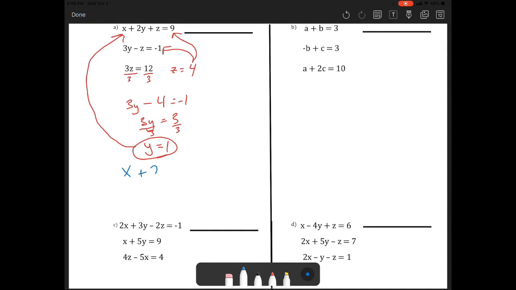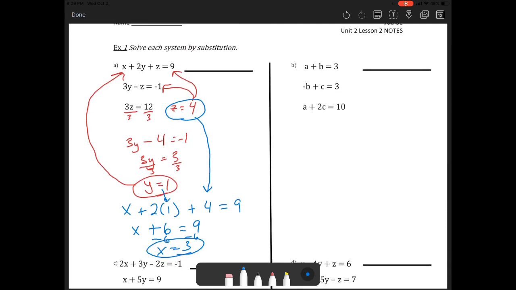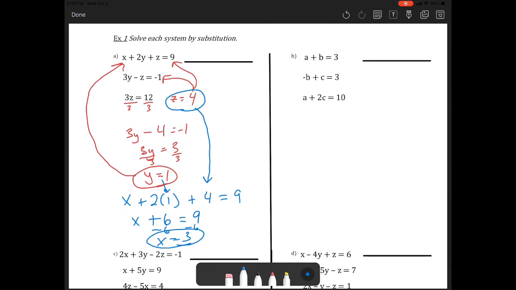So that means our last one is going to be x plus 2 times 1, which is our y, plus 4, which comes from our z, equals 9. So that means I end up with x plus 2 plus 4, which is 6, equals 9, and then minus 6 on both sides, and I get x equals 3. So that means my ordered triple is going to be 3, 1, 4. And that's our answer right there.